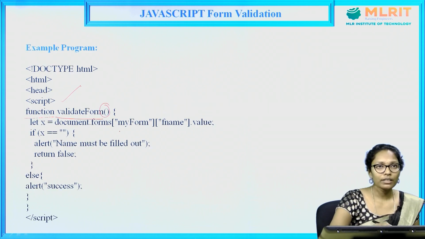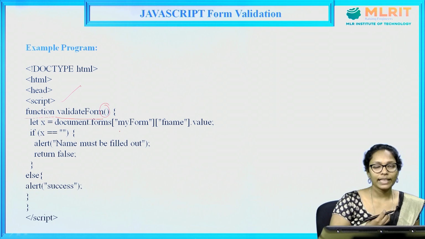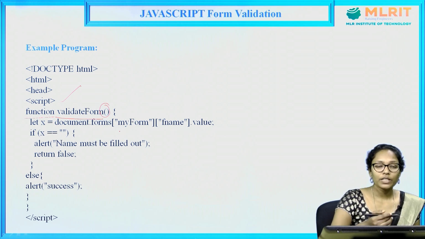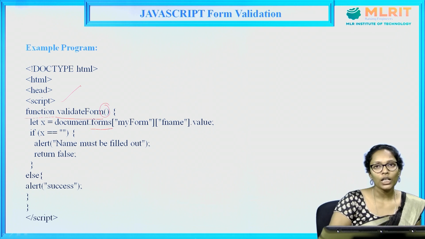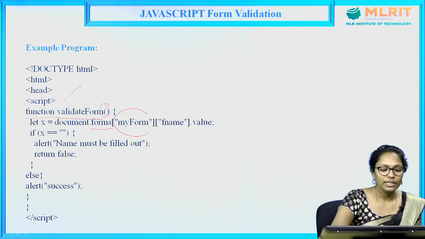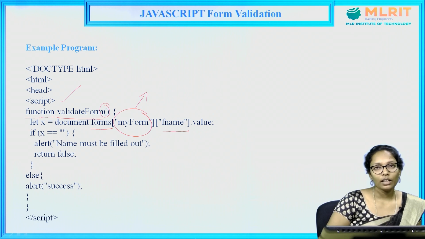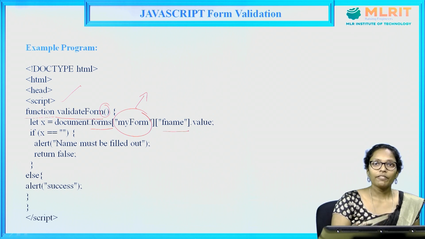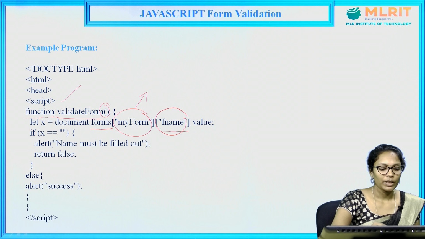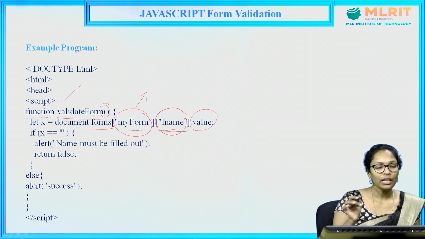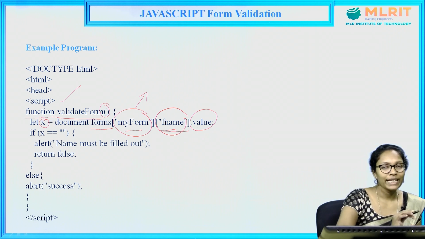How am I accessing it? This is form data, right? In the previous video, we discussed how to access data using DOM methods. The first DOM method uses the array called forms. It is a two-dimensional array. The first dimension considers the form name, which is myForm, and the second dimension expects the field name, which is fname. So forms of myForm, fname dot value. The value entered in that text field will be returned and stored in x.